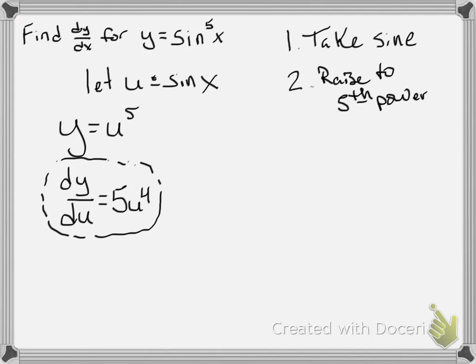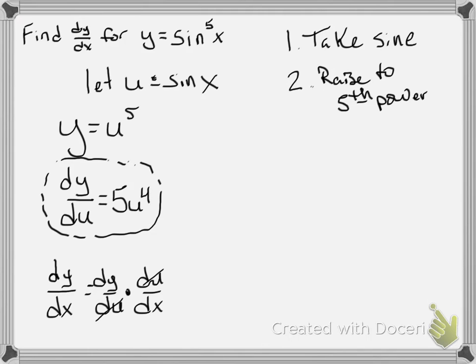Unfortunately, that's not dy/dx, which is what the problem is asking us for. The problem wants us to find dy/dx, not dy/du. So I've got to figure out what dy/dx is. I know what dy/du is, and what we discovered on the board the other day was basic fractions. If I want dy/dx, that's really just dy/du times du/dx, because the du's would cross out, and that equals dy over dx.